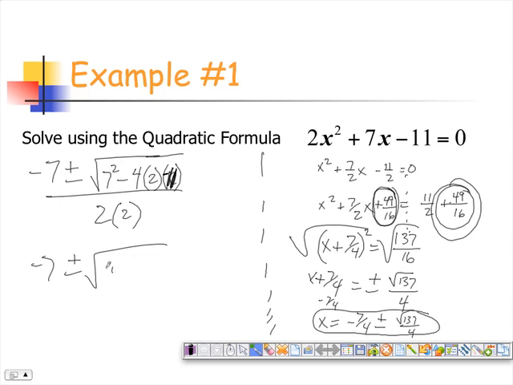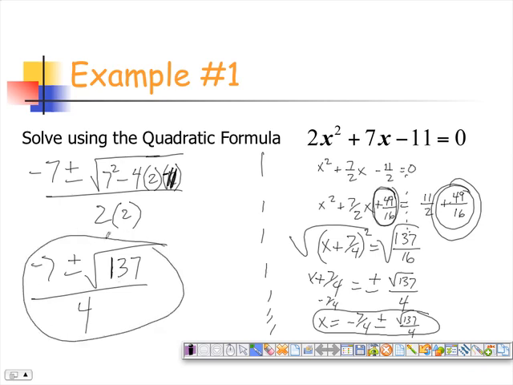What's that number? Oh, 137. 137. All over 2 times 2, 4. Look at that answer. Look at the one you got. Could you split this up? Yeah, you can split that up. Same thing as over here. Wow. So, realize you can use 2 different methods. I just wanted to give you some practice. That's all.